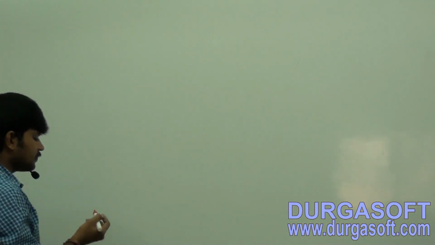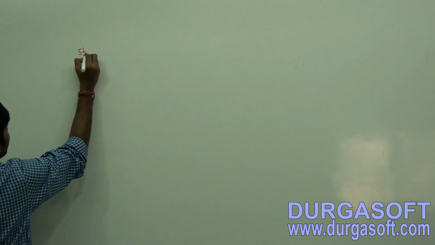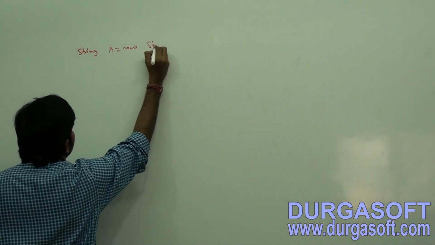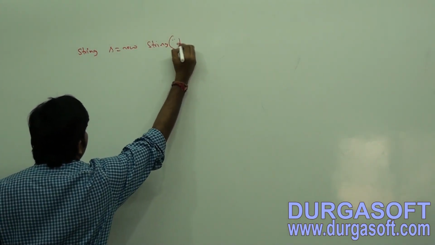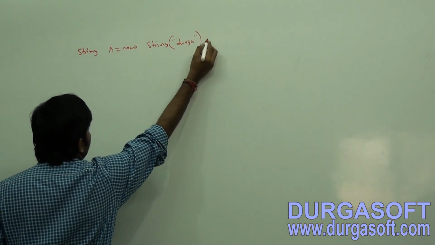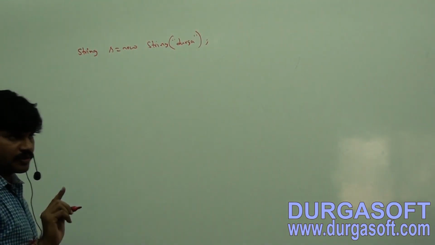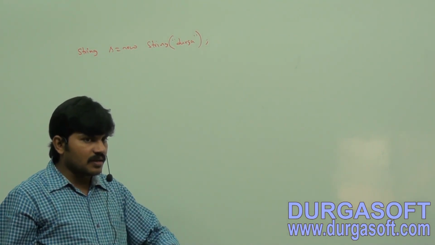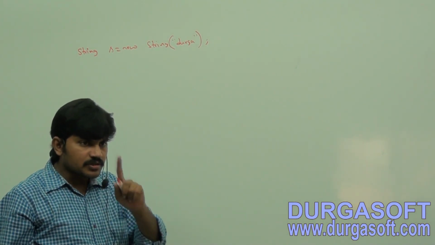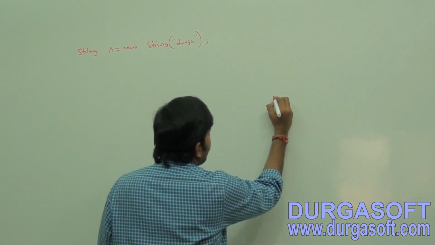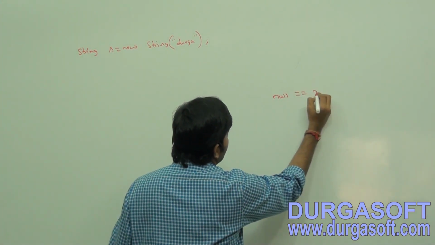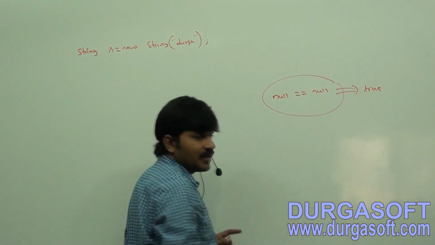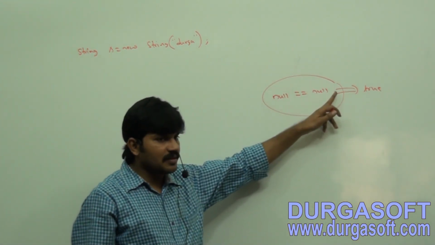I am taking String s = new String("Durga"). For any object reference r, r == null is always false. But do you know, null == null is always true. If both are null, then it's always true.